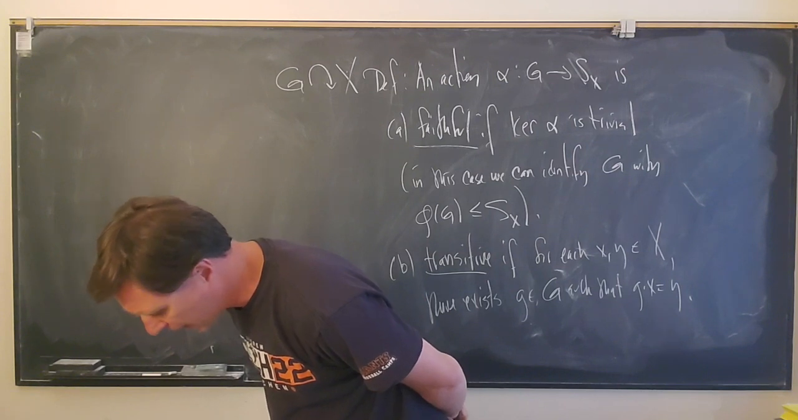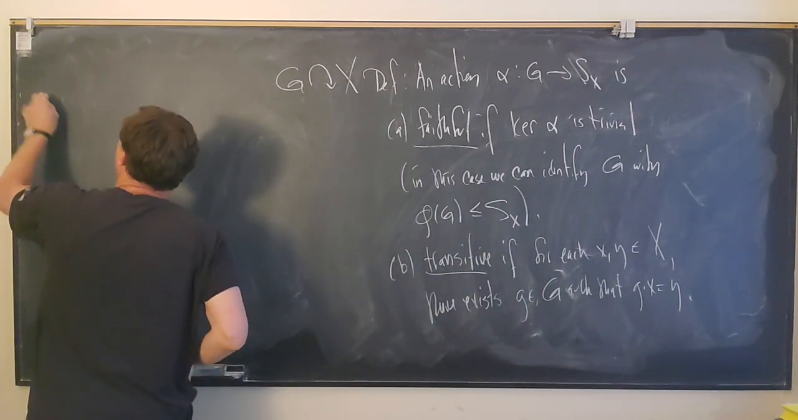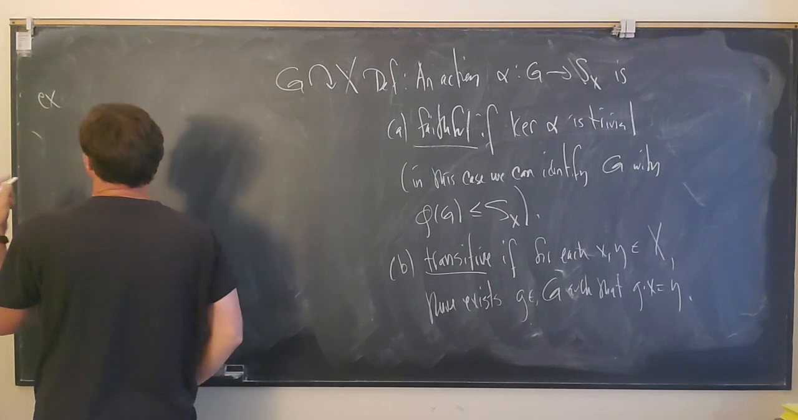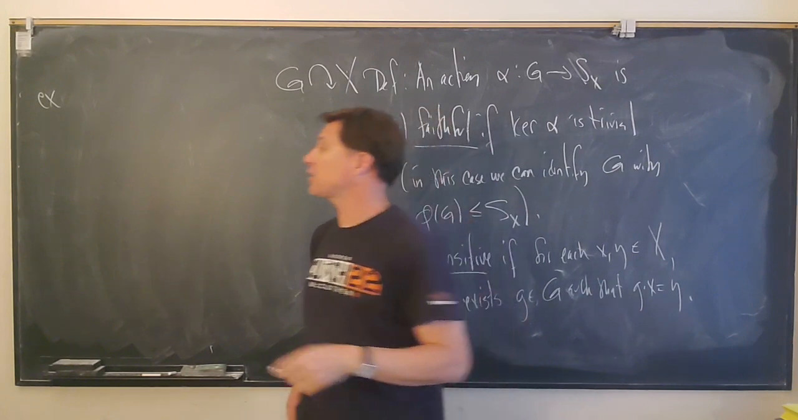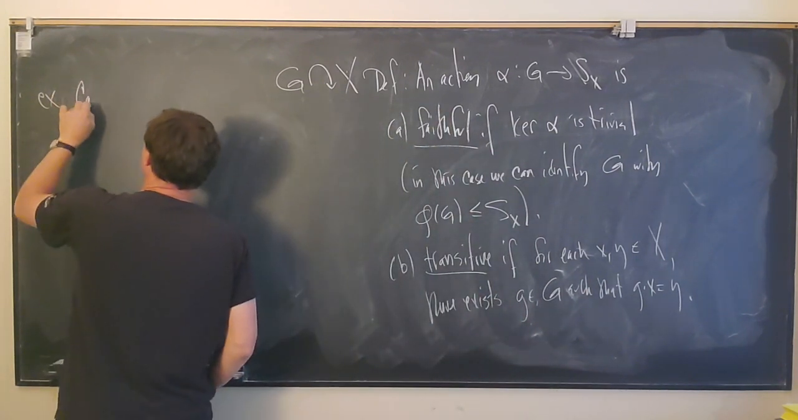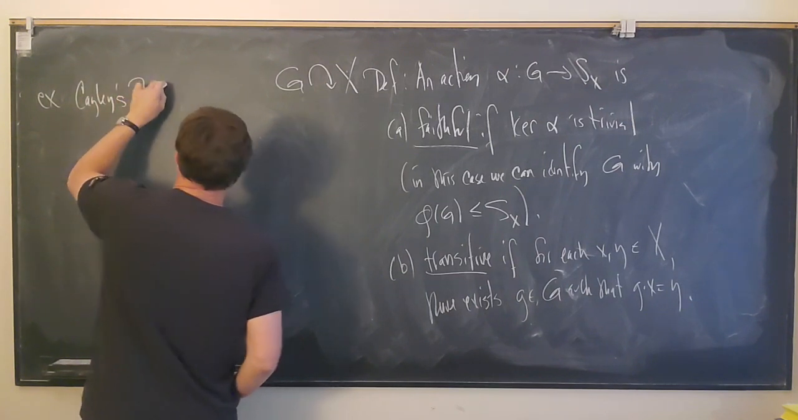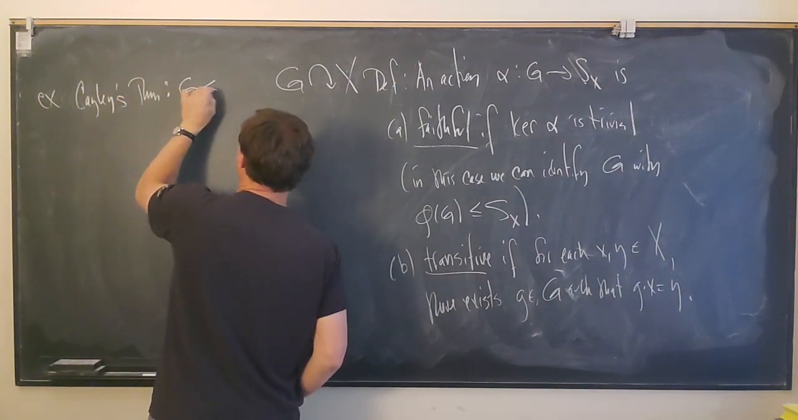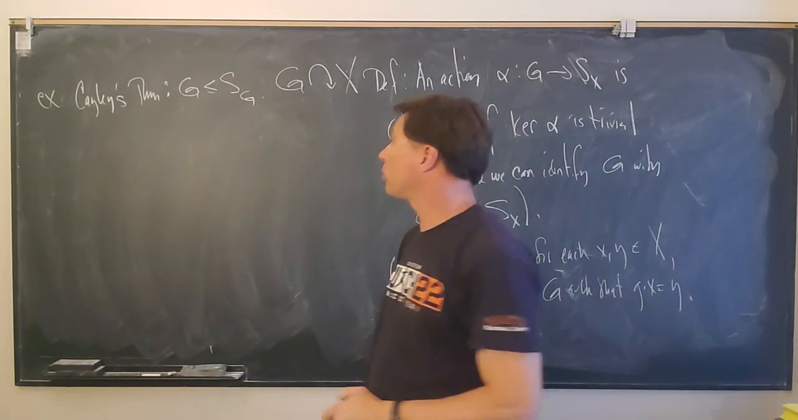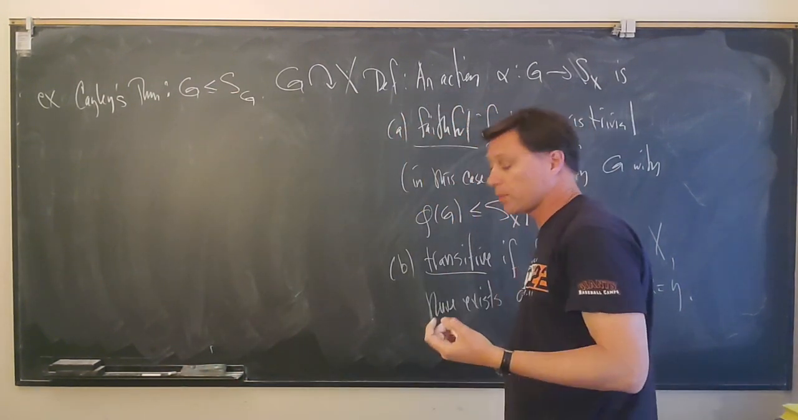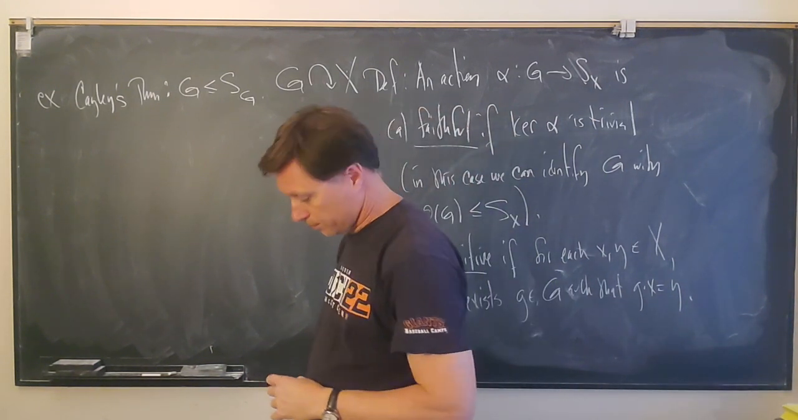A couple of examples of group actions. The group G always acts on itself by left multiplication. That's Cayley's theorem. Cayley's theorem is that G can always be viewed as a subgroup of the group of permutations of G. G is isomorphic to a permutation group.